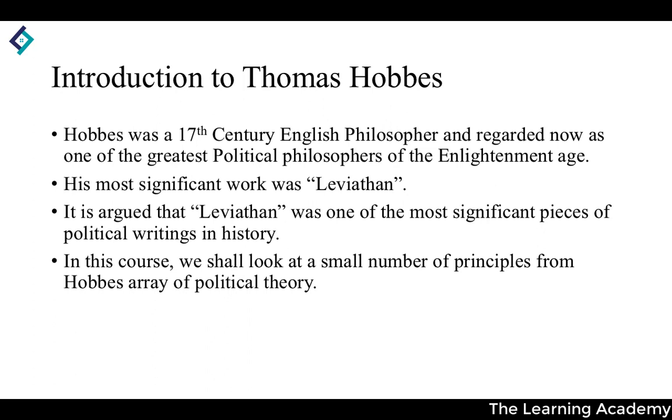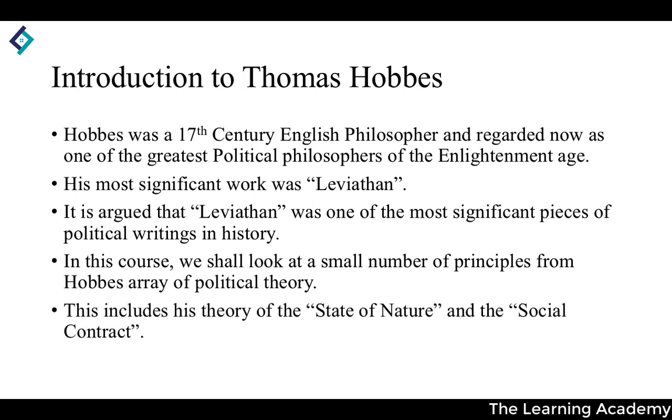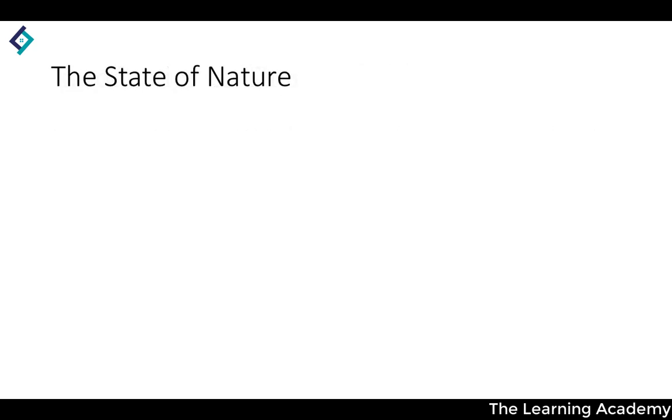Then we're going to move on to other political philosophers like Locke and Rousseau. So for example, his theory of the state of nature and social contract are examples of the different theories in politics that we're going to look at here.